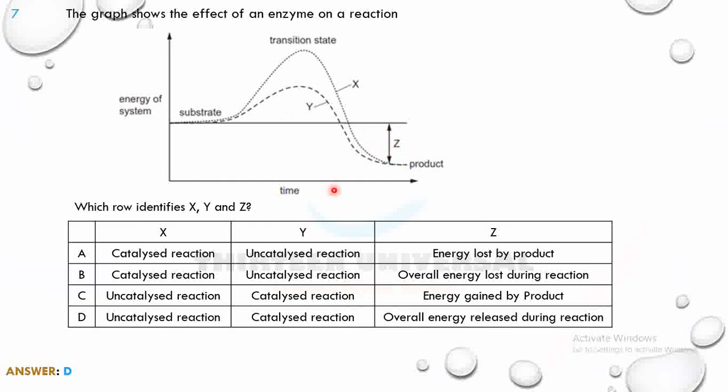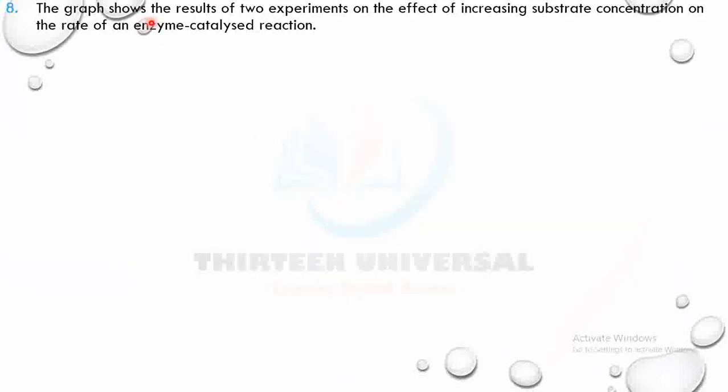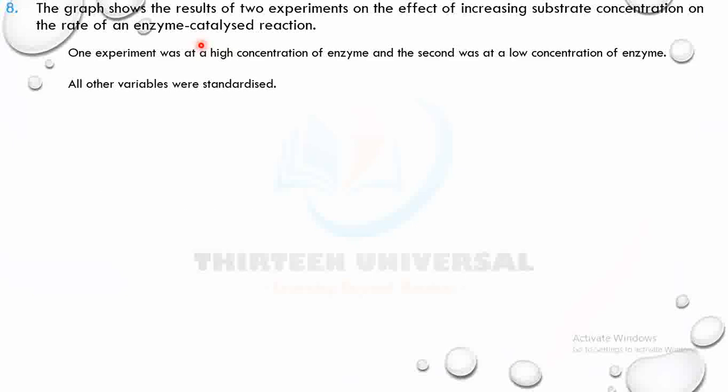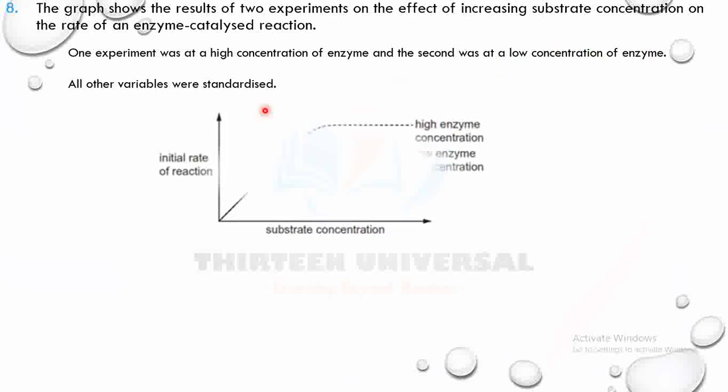All right, let's go to the next question, guys. The graph shows the results of two experiments on the effect of increasing substrate concentration on the rate of an enzyme catalyzed reaction. You can see that one experiment was at a high concentration of enzyme, and the second was at a low concentration of enzyme. All other variables were standardized. So let's see the graph.